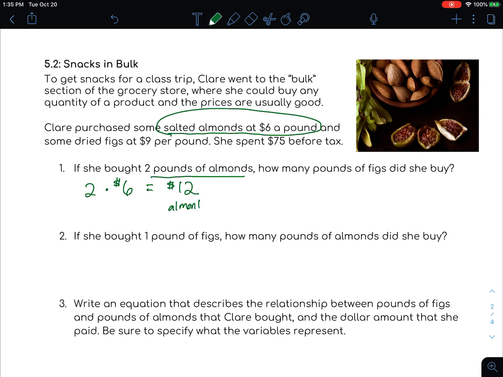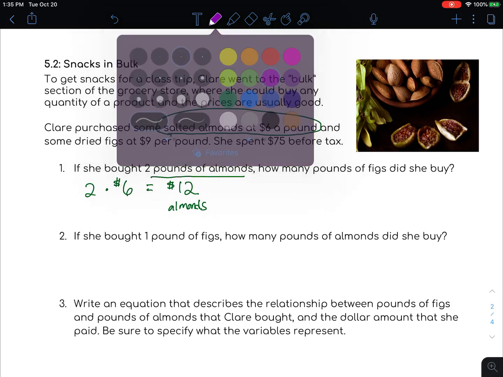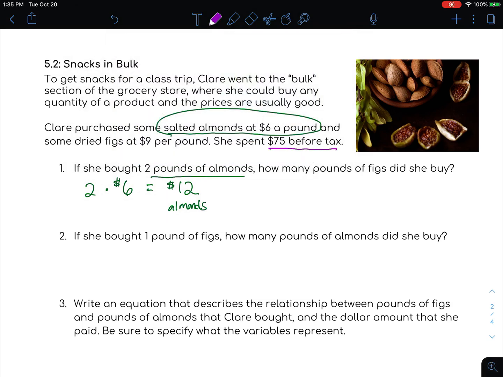Okay, so this was almonds. So if she bought 2 pounds of almonds and it cost her $12, now let's think about, okay, so $75 was spent total. So 75 minus the 12 that we have leaves us with $63 for figs. That's how much she must have left for figs. Now we are told that dried figs cost $9 per pound. So if she spent $63 on figs, and we know figs cost $9 per pound, how many pounds at $9 per pound would add up to $63?